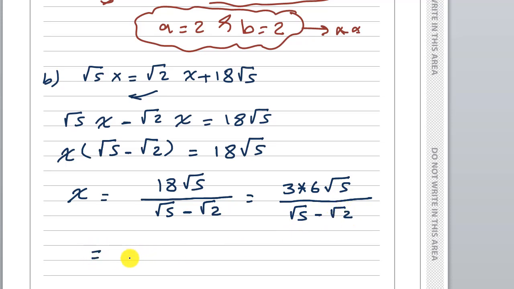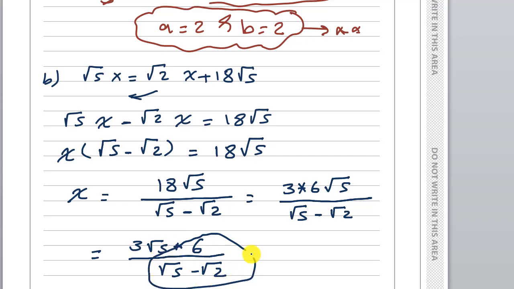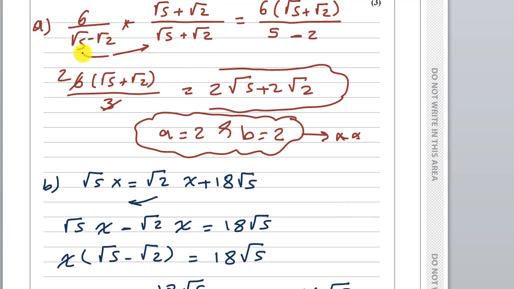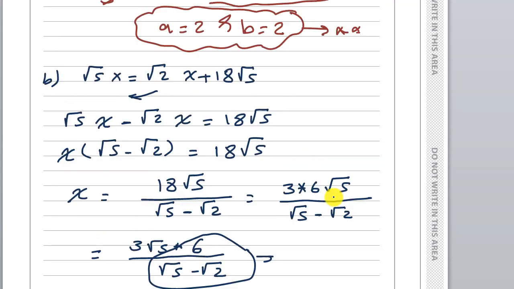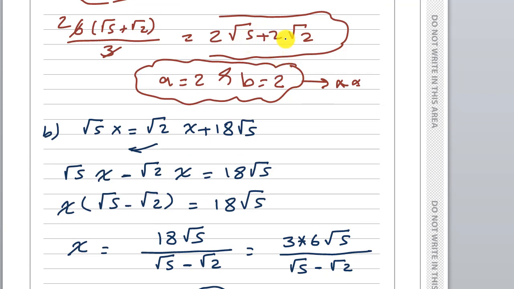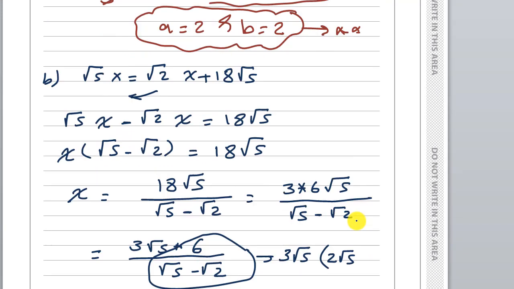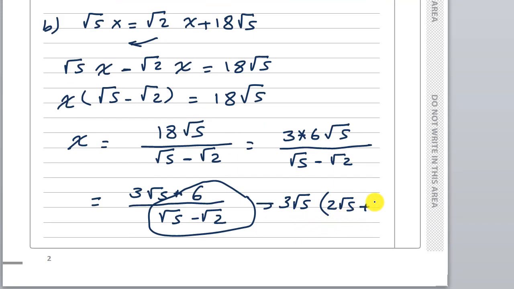This will equal 3 square root of 5 multiplied by 6 divided by square root of 5 minus square root of 2. This part, from the first part of the question A, 6 divided by square root of 5 minus square root of 2, will give us what? 2 square root of 5 plus 2 square root of 2. So it's equal to 3 square root of 5 multiplied by 2 square root of 5 plus 2 square root of 2.